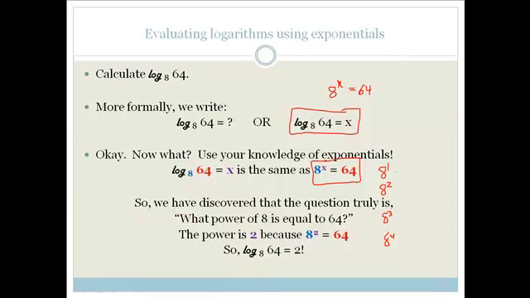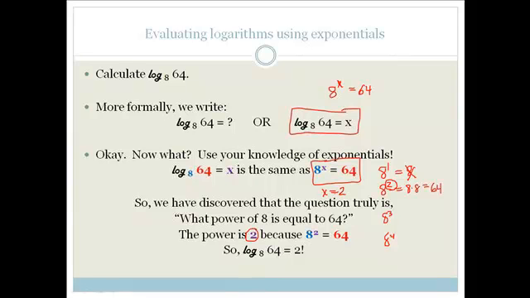Which one is it? Well, 8 to the first power is just 8. I know that's not the right answer. 8 to the second power is 8 times 8, and that is 64. So I know the power that solves this problem is 2. The secret number for x is 2. It's the second power of 8 that is equal to 64. So the power is 2 because 8 squared is equal to 64. So I have just discovered that the secret number x is really the number 2.